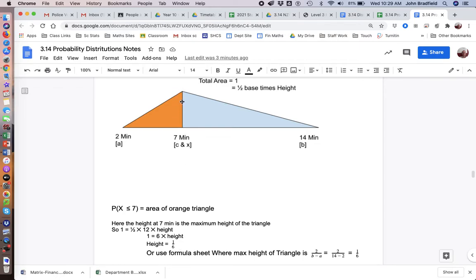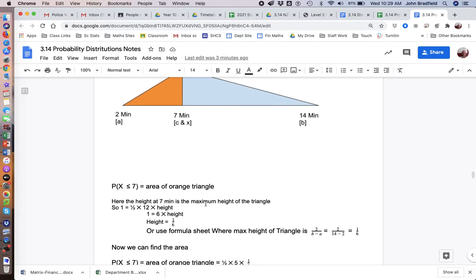Now that's also the height we need for this probability, because the answer to this probability question is the area of that triangle. We've got a formula that finds the maximum height of the triangle, and this introduces the b's and the a's. This is on the formula sheet. You can go 2 divided by 14 minus 2. So 2 divided by 12 is equal to 1/6. So that would get us the 1/6 another way.